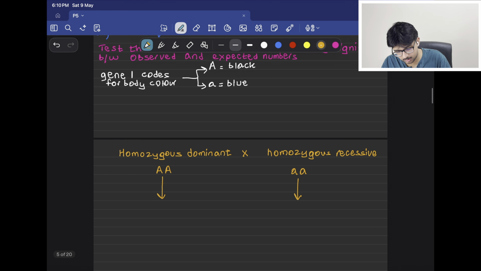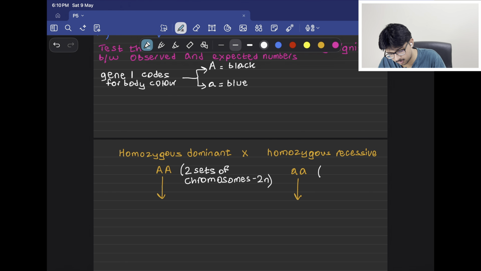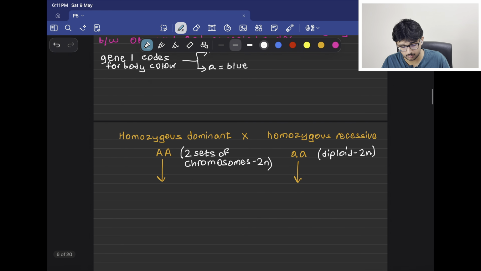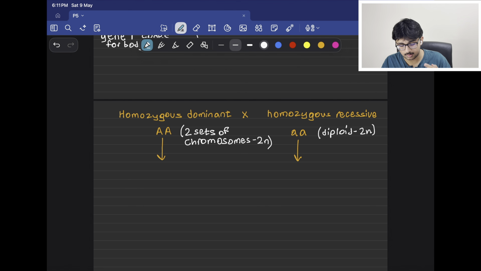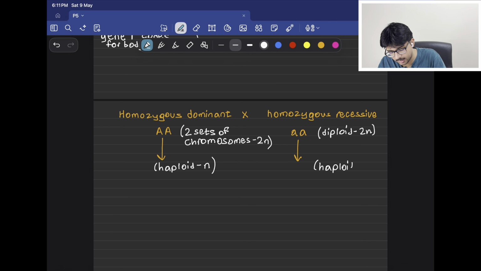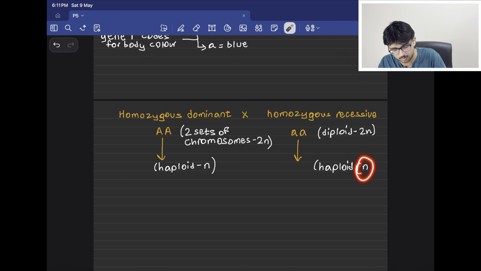Now, if you look at their genotypes, these are basically two sets of chromosomes, which is why this is a diploid cell, which is why we call it 2n. This one is also diploid, 2n. But when their gametes are formed, remember, gametes are sex cells. These are reproductive cells that are haploid in nature, meaning they have only one set of chromosomes, which is why we represent them by the letter n.